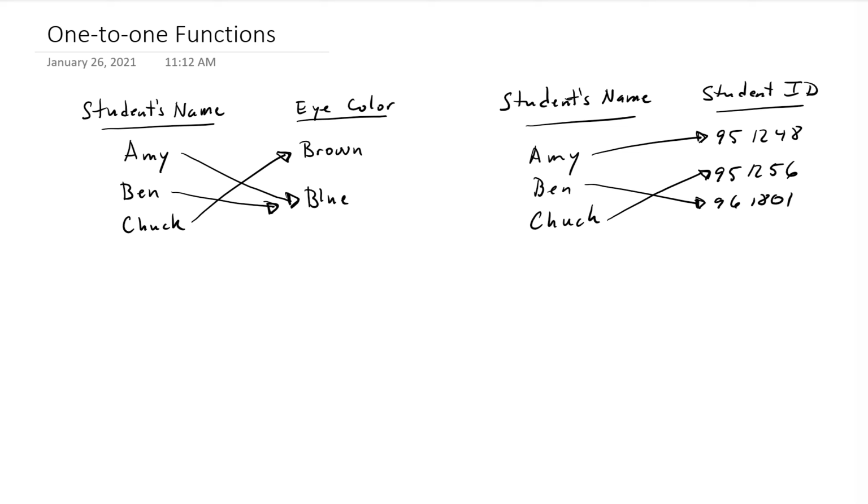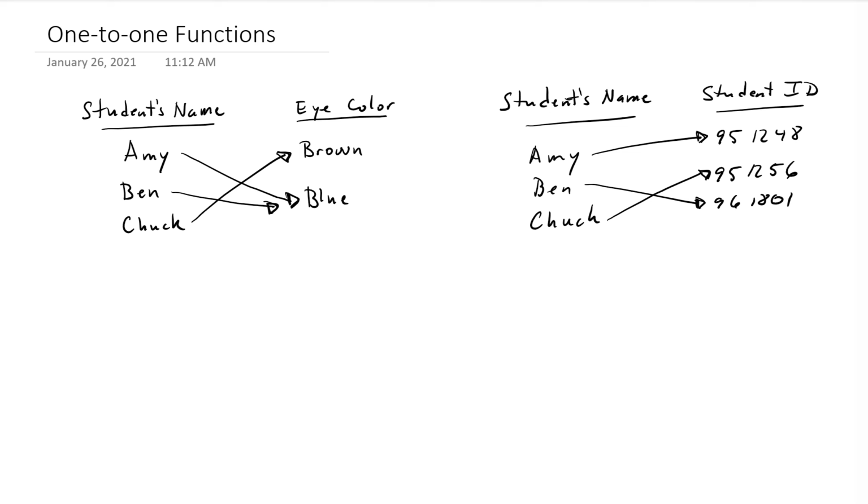And so notice that this is a function, right? Because from Amy, Ben, and Chuck, there's a single arrow leaving. There's a single eye color per student. And then Amy, Ben, and Chuck, in the other function, are associated to their student ID. So the student ID is a function of the name of the student, hopefully, right? So you all have a single unique student ID. Otherwise, if you didn't, that probably would create problems at school.